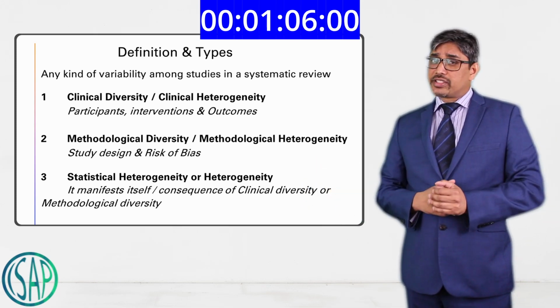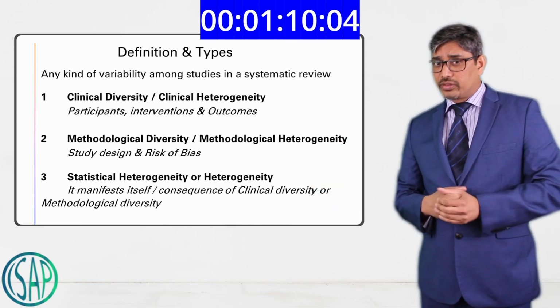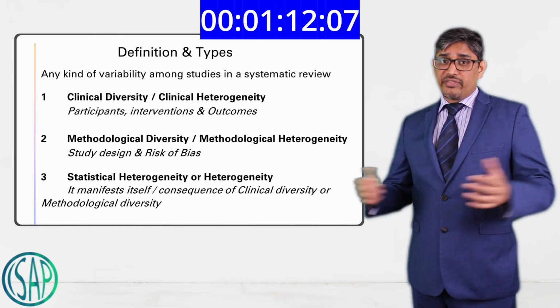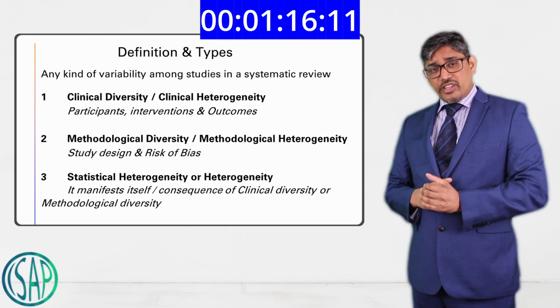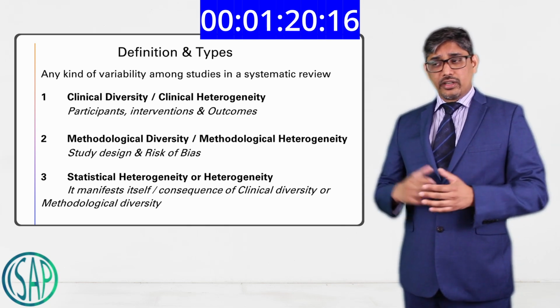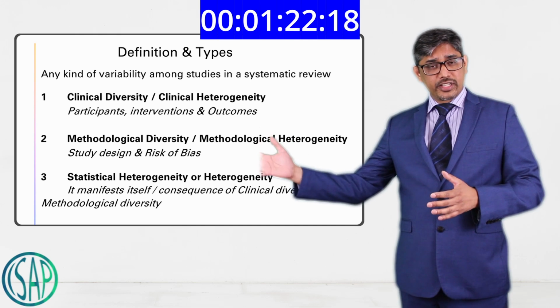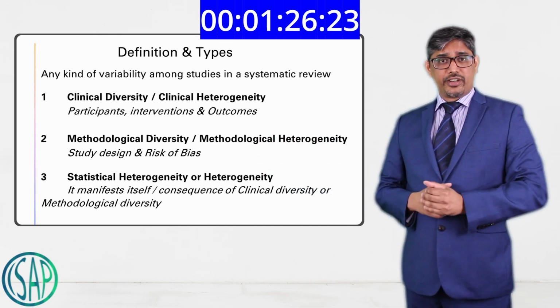Participants could be sometimes ulcerative colitis patients and could be Crohn's patients. If you mix up both as an IBD, then it manifests as a clinical heterogeneity when you pool the outcomes. Same as with interventions. If you give one drug to one type of participants and give another drug to another type of participants, then if you combine the outcomes, it will manifest as a clinical heterogeneity.